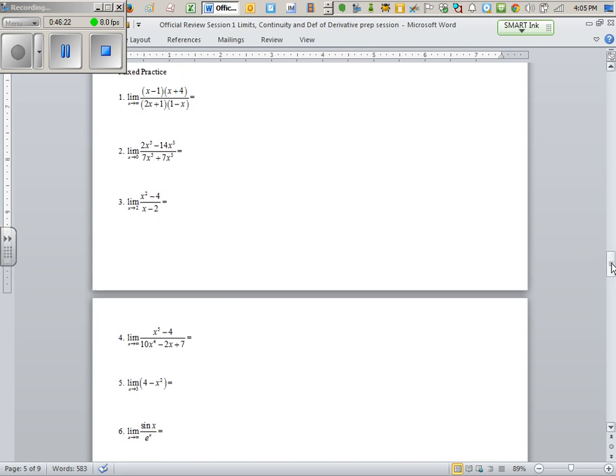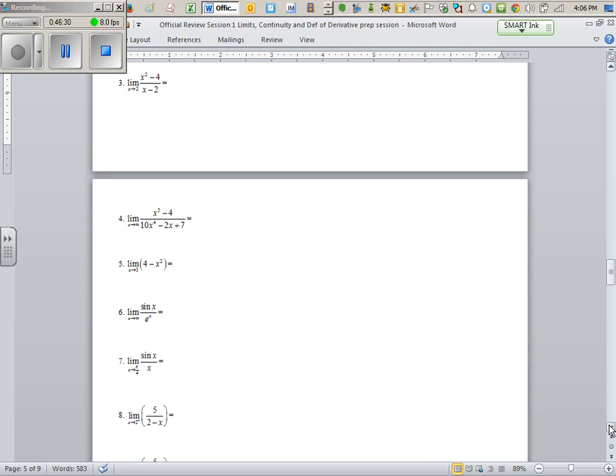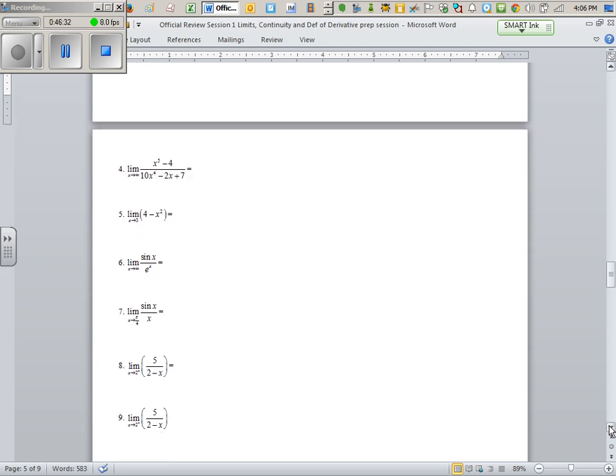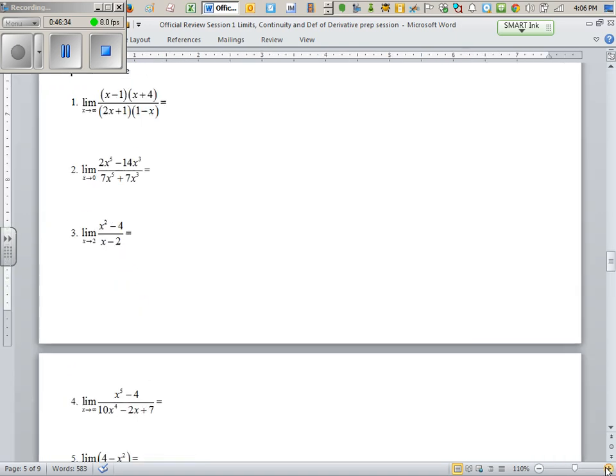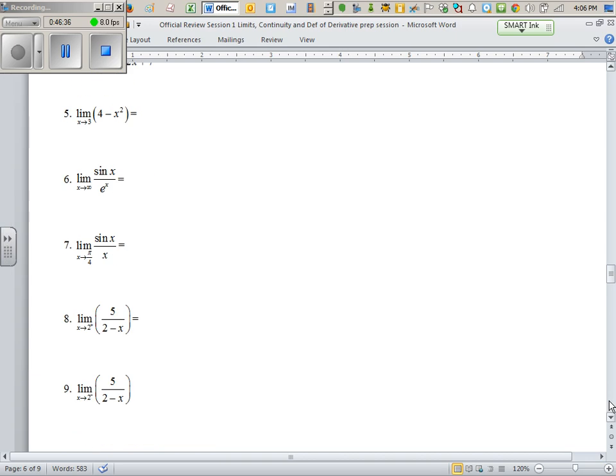Okay, you guys can work on these limit problems later if you want. The only one I wanted to kind of draw your attention to was number 6 and 7. So why don't we zoom in on 6 and 7 here. Everyone find these 2 problems?